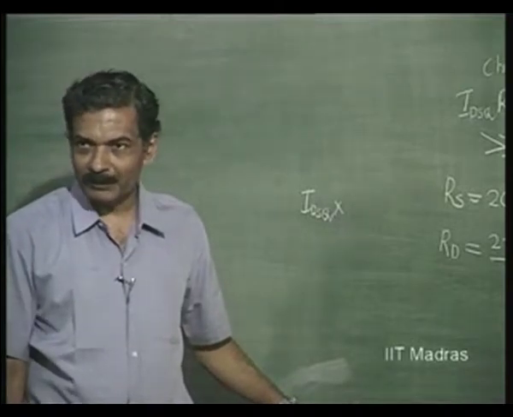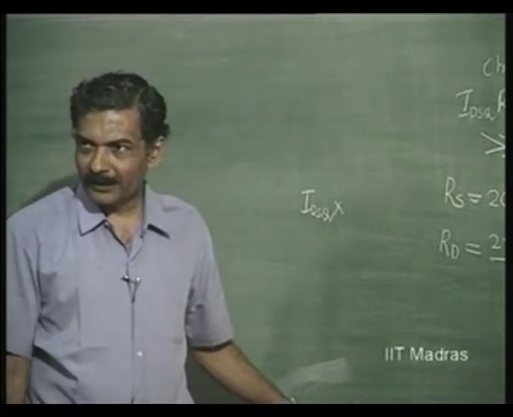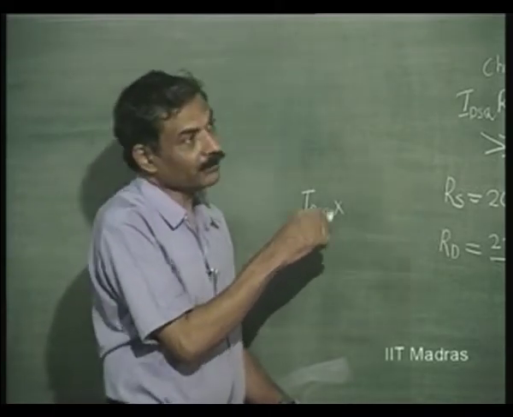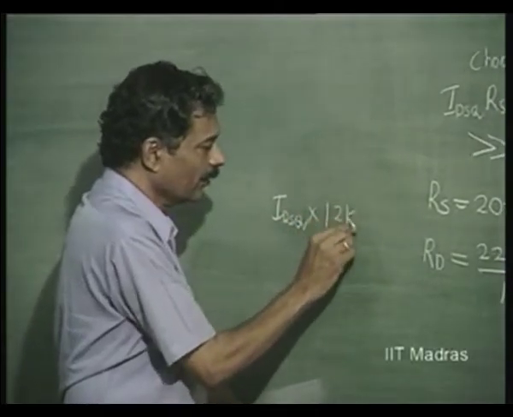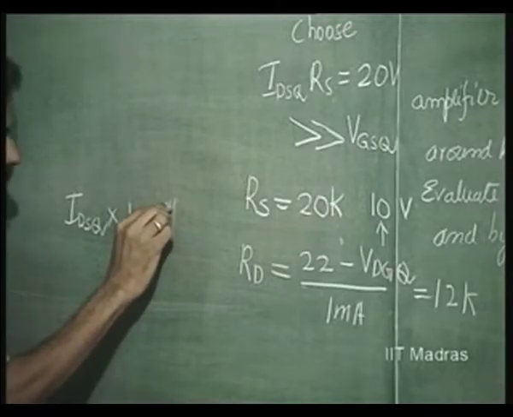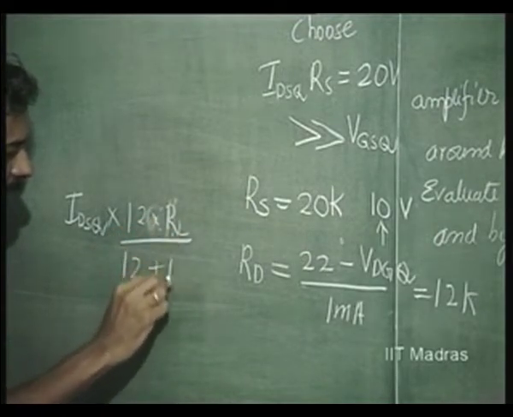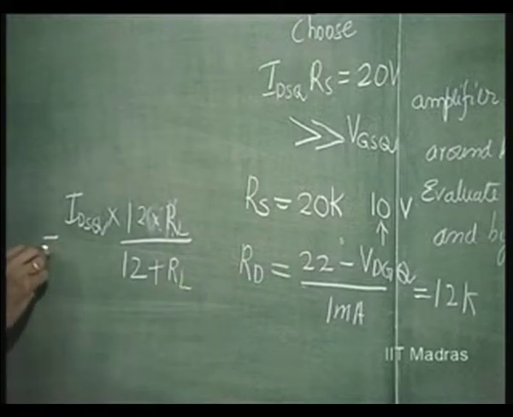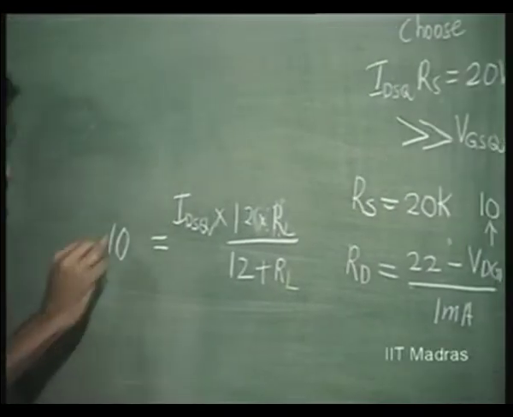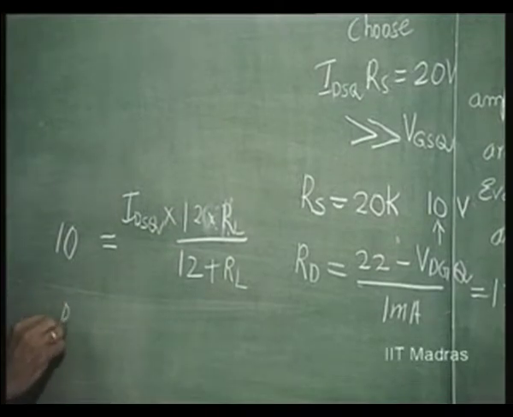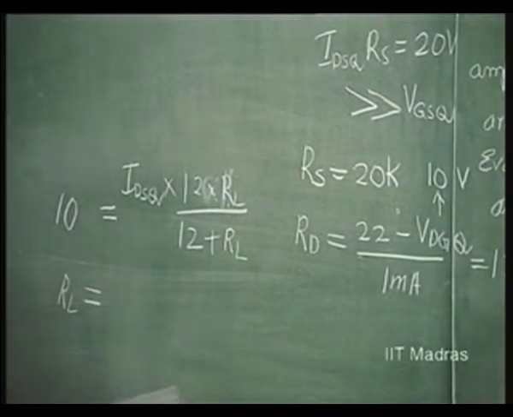If the current swing possible is IDSQ, then the voltage swing because of that swing of current is 12K parallel RL, which is 12K into RL divided by 12K plus RL, and that should be equal to how much? 10 volts, because we want a symmetric swing. So this will give RL as how much? Please find out.